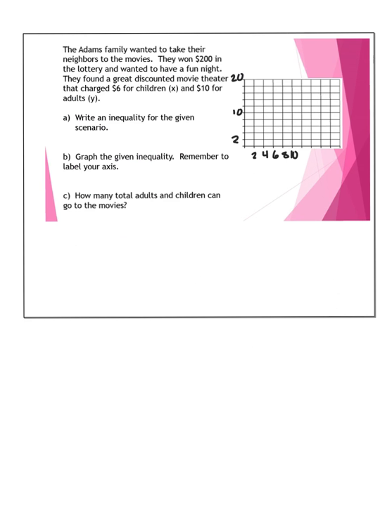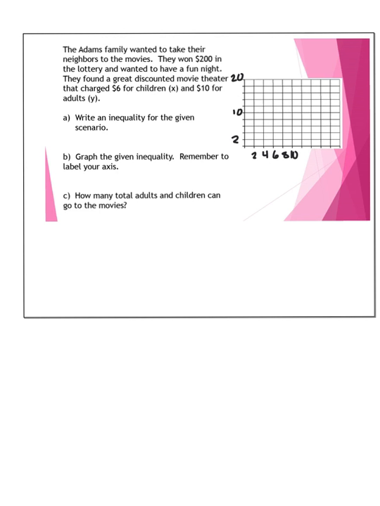Now in our last problem for today, we have a word problem. It says the Addams family wanted to take their neighbors to the movies. They won $200 in the lottery and wanted to have a fun night. They found a great discounted movie theater that charged $6 for children, which is going to be X, and $10 for adults, which is Y.